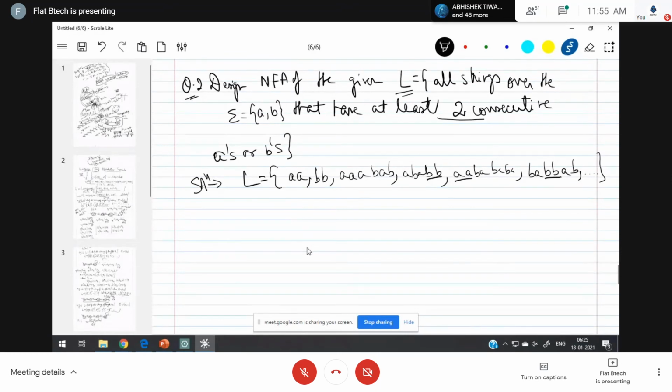Now, as usual, I'm going to start designing the NFA with the initial state. Let me consider the initial state as Q1.